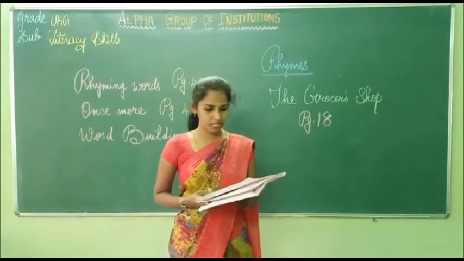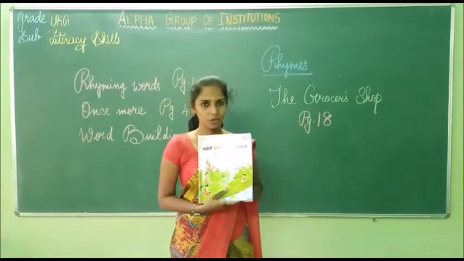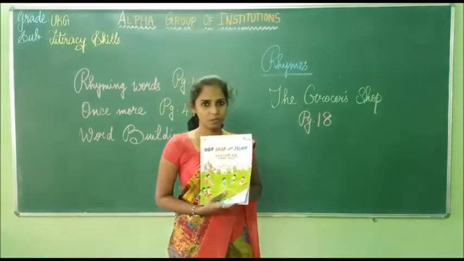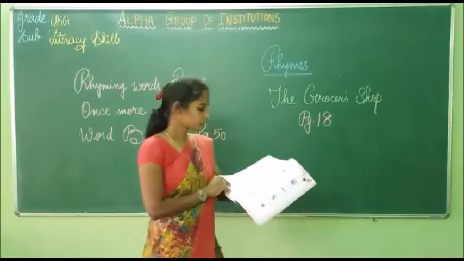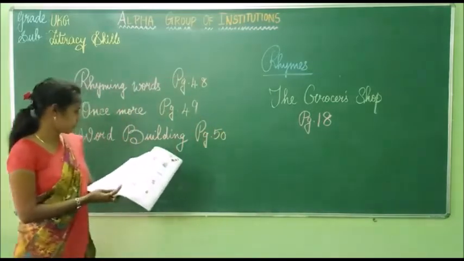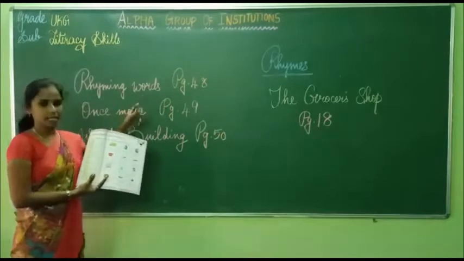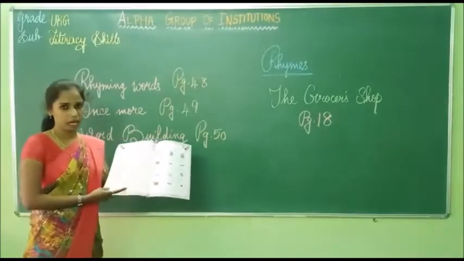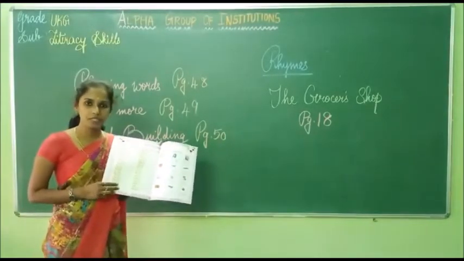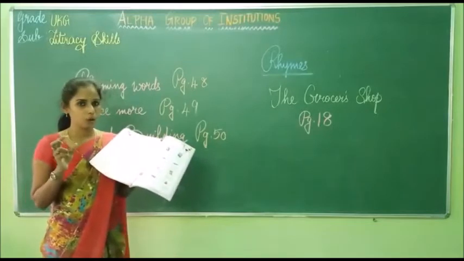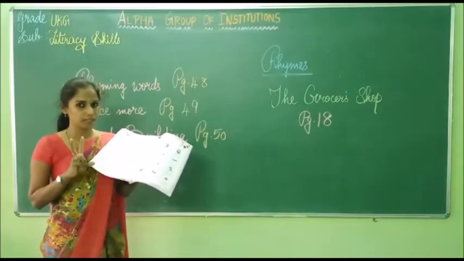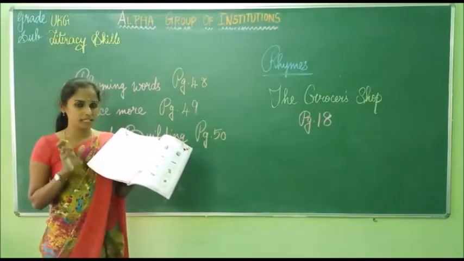Today our subject is literacy skills. Take your senior KG literacy skills textbook. Good children, today our topic is rhyming words. I have explained to you already about rhyming words. What are rhyming words, children? The ending sound of both the words ends with the same sound.